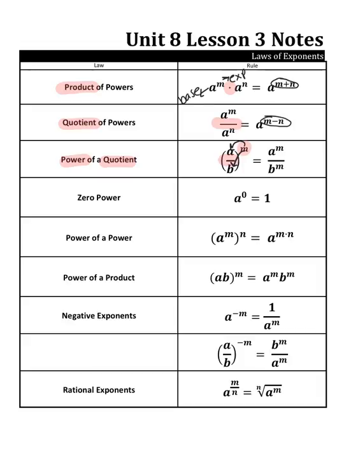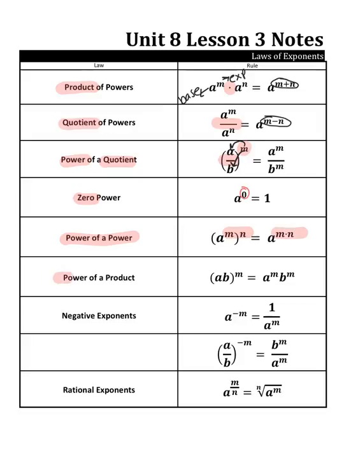Next, we've got a zero power. That is saying that the exponent on your base is 0. Any number to the 0 power is 1. It's not 0, it's 1. We've got power of a power. That means I have a base that has 2 exponents, and you're going to multiply those exponents together.